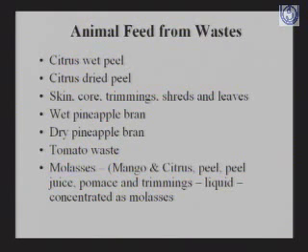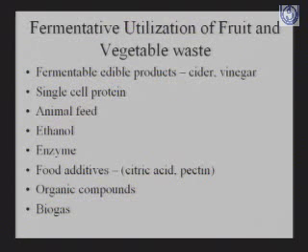There are certain fermentative products that can be obtained from fruit and vegetable waste. This next slide shows which fermentable products we could generate. Fermentable edible products are cider and vinegar, single cell protein, animal feed, and ethanol. This ethyl alcohol, nowadays the government has permitted to mix with the fossil fuel petrol up to 5 to 10%, and it enhances the value. That's why ethanol has become another valuable product from the waste of fruit and vegetables.